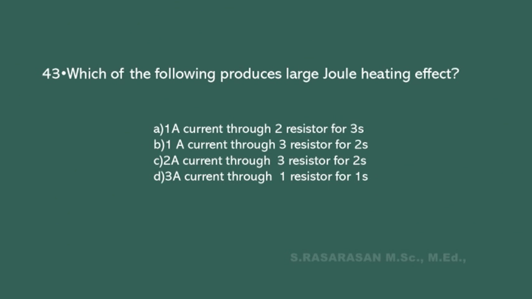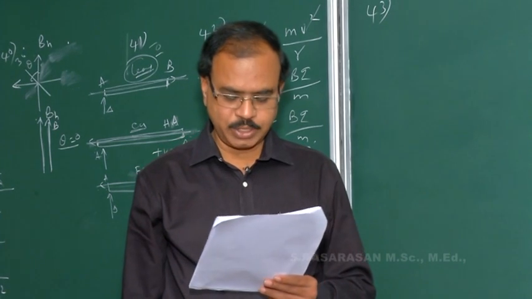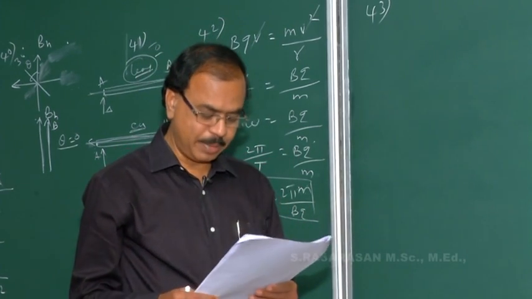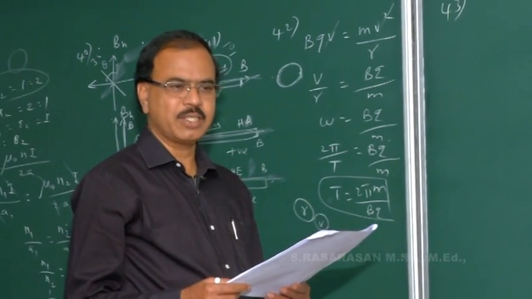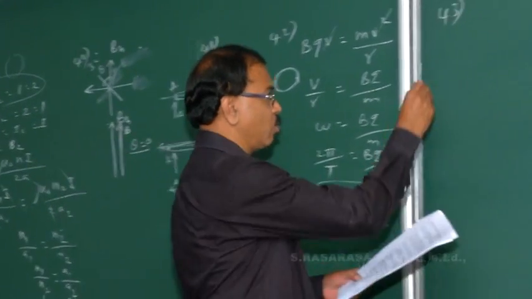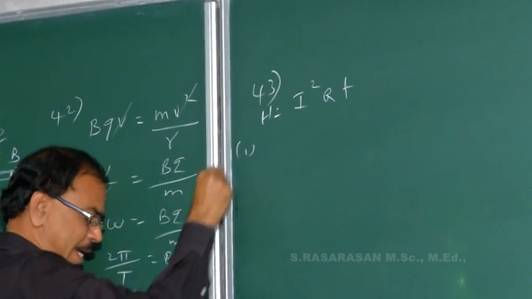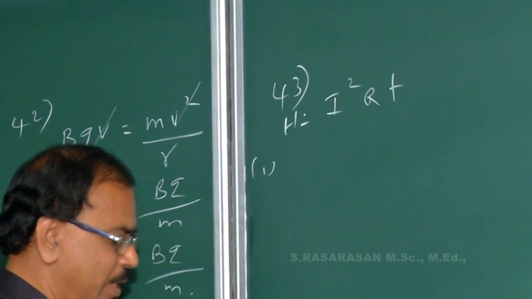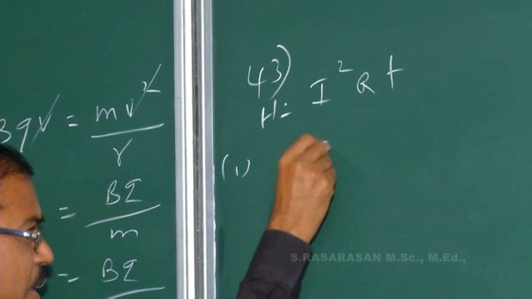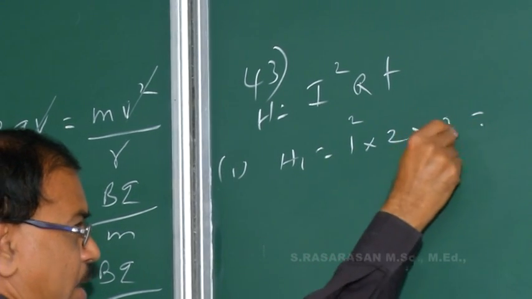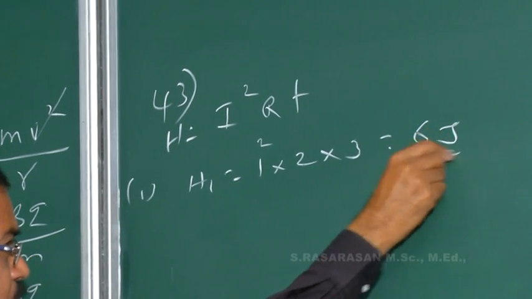Which of the following produces the largest amount of Joule heating effect? They are asking that. Option A is 1 ampere current through the 2 ohm resistor for 3 seconds. They give I, R and T, so use H is equal to I square RT in joules. So in the first case, 1 ampere current through 2 ohm resistor for 3 seconds: H1 is 1 square into resistance 2, time 3. So 3 twos are 6, 6 into 1, 6 joule.